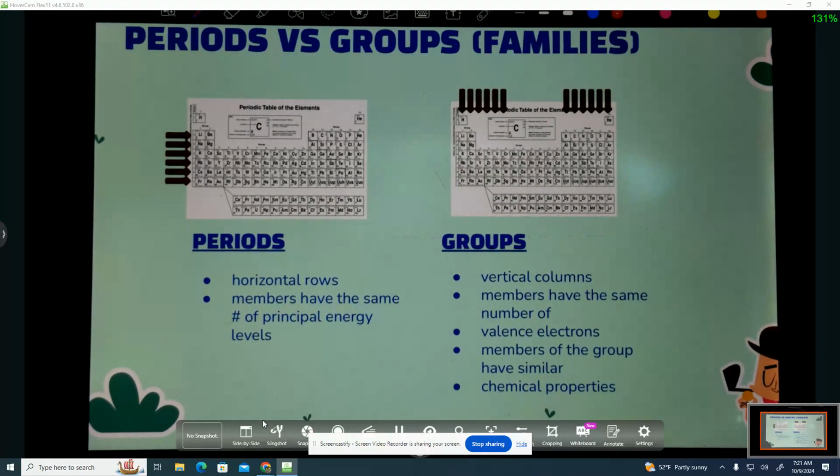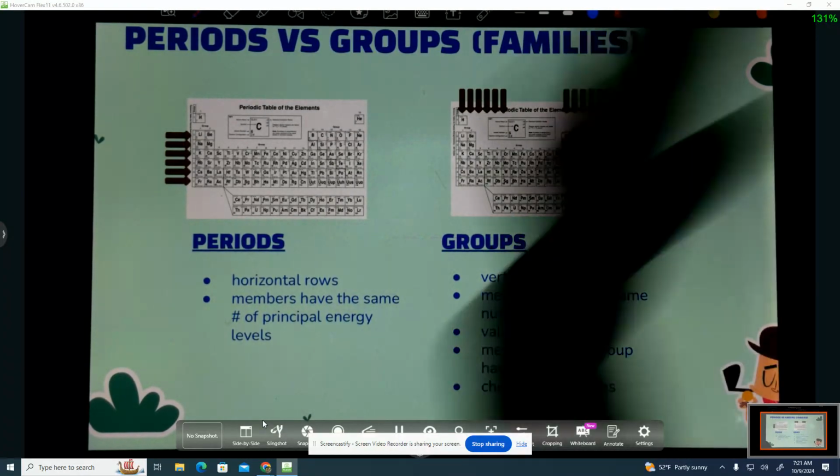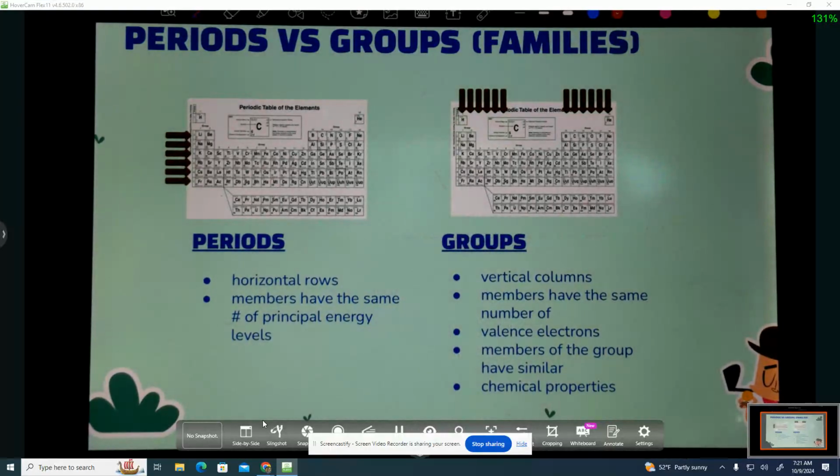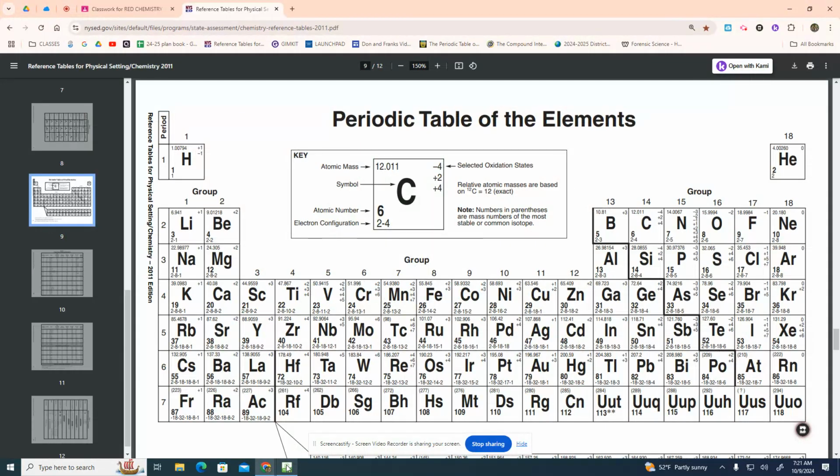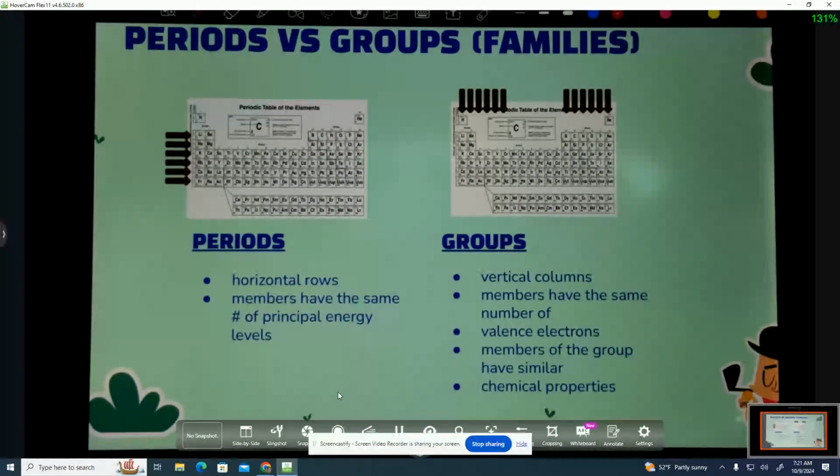All right. In a group, which are these vertical columns, and I know we've said this before, group 1, they all have one valence electron. What this does is it allows these elements that are in group 1 to all have similar chemical properties.